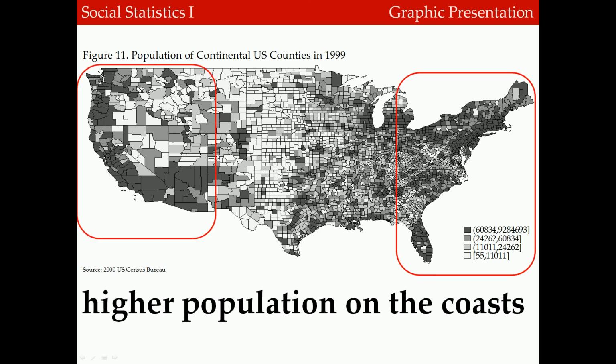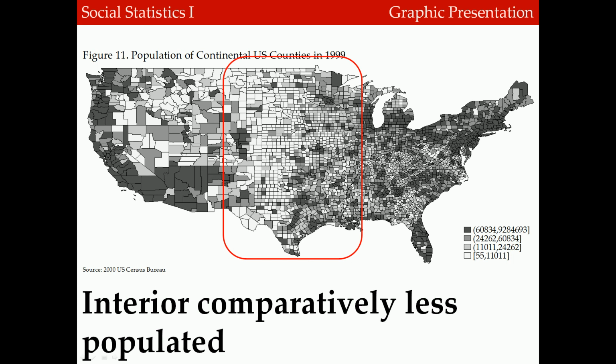So what's the pattern here? Well, we can see that the population is higher on the coasts. In general, counties on the coast tend to be more densely populated than those counties in the interior of the country. In fact, most of the interior of the country seems to be comparatively less populated.